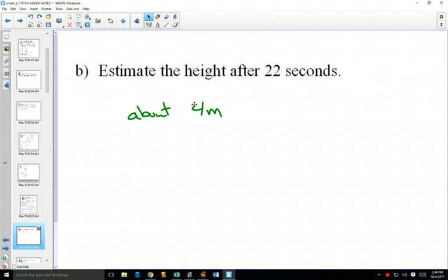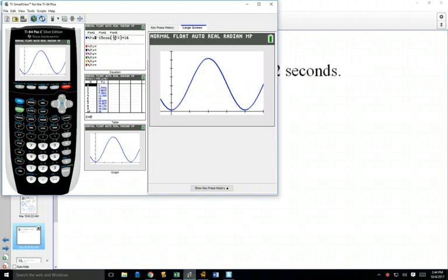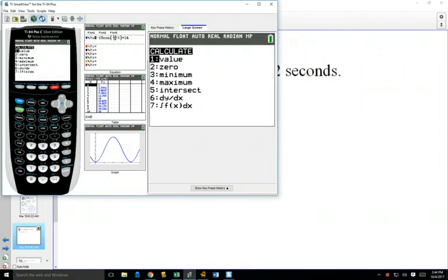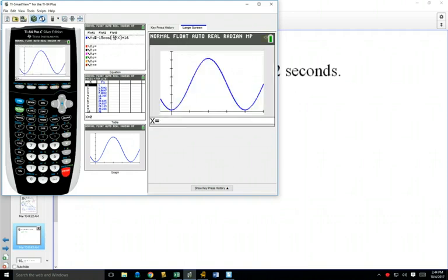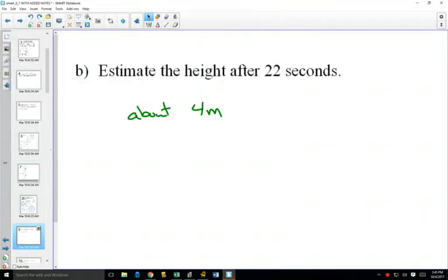Okay. So if we wanted to find out exactly what it is at 22 seconds, since we've got it into our calculator, we can go second calculate. Trace has a bunch of things. Number 1 says value. What value lets you do is plug in any number you want, 22, and figure out what it is. 3.86. Oh, that's practically 4 meters. So really, really close. So we can get an actual value.